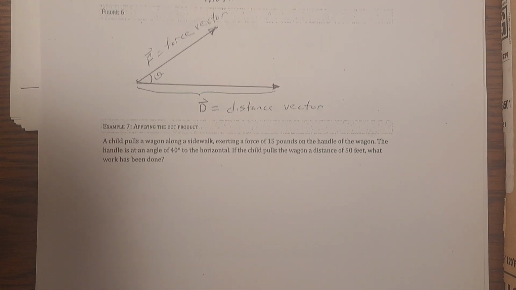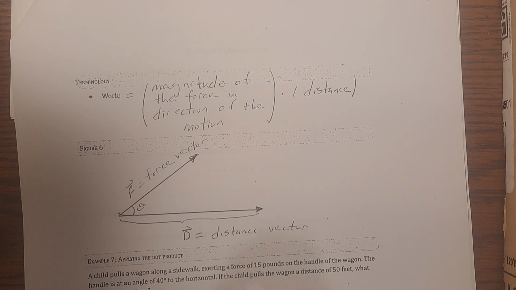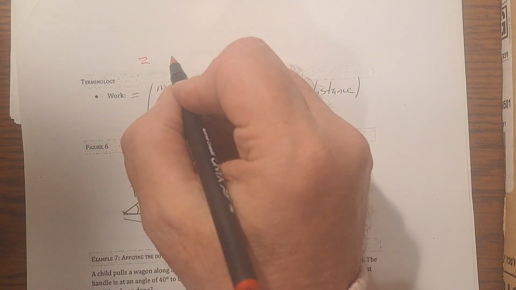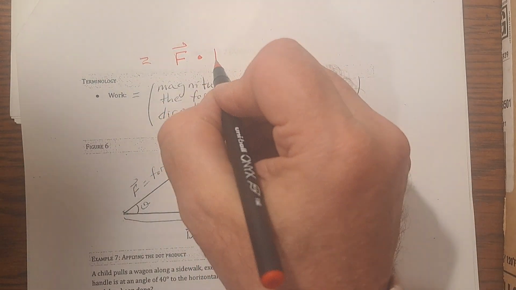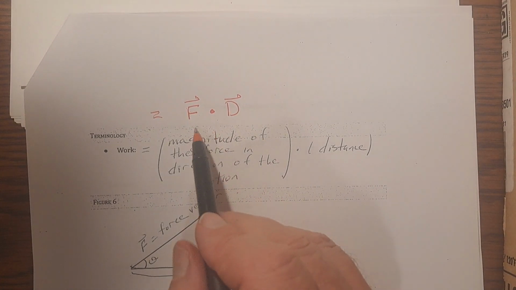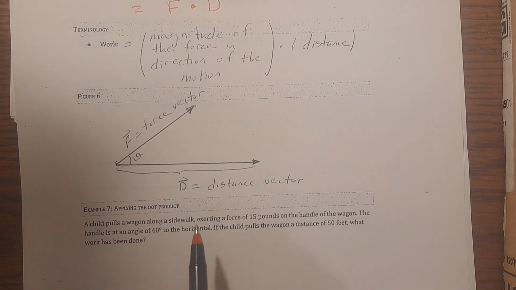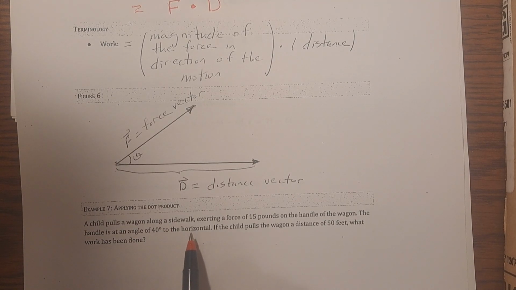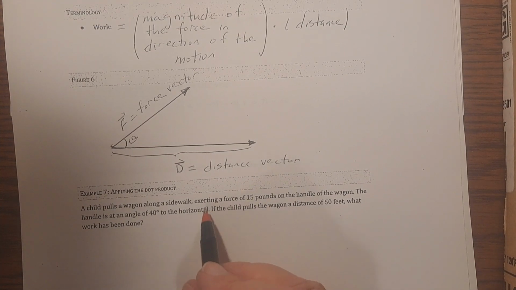Now on this page, I'd worked out a way to calculate the work. The work in general is the force vector dotted with the distance vector. That's a way to calculate work. Work is force vector dotted with distance vector, if you're in the case where you've got a constant force and you move an object a certain distance.